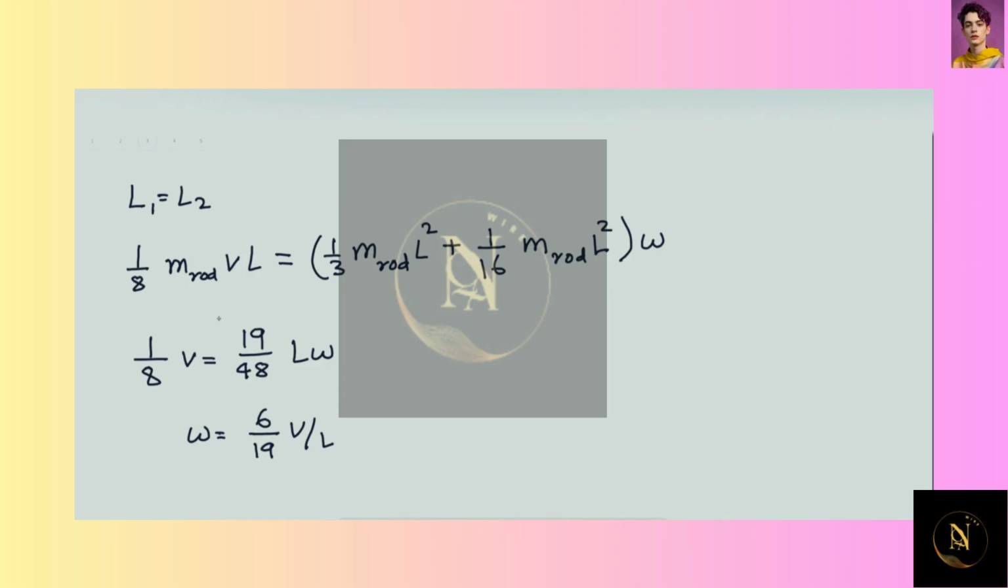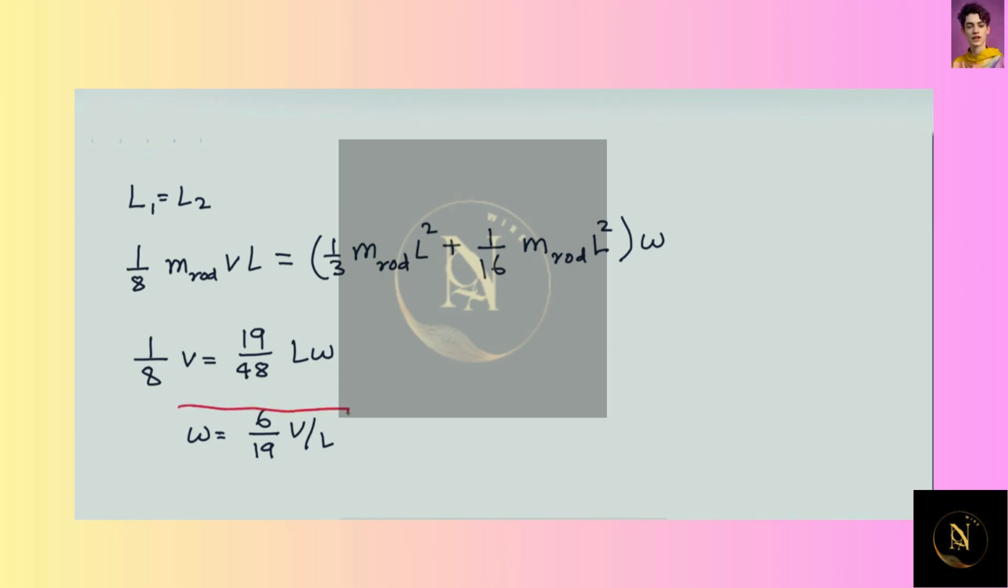So if we set them equal to each other, we have this following relation, and from there we can write the equation in terms of omega, and we see that omega is 6/19 v over L. So once we know omega, that concludes part A, where we had to find the final angular speed of the rod.